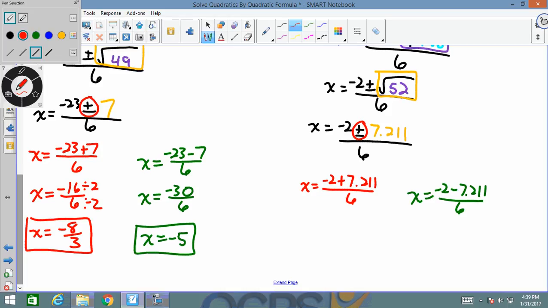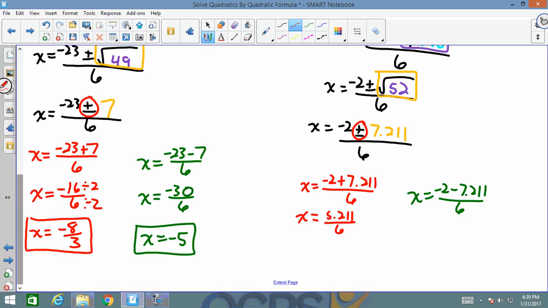And let's do the red first. So x equals 5.211 over 6. When I divide that, I get x is equal to 0.8685. Well, it says it wants our answer to the nearest hundredth. Hundredth is the second decimal place. So this 8 will round that 6 up to a 7. 0.87. Do that one.